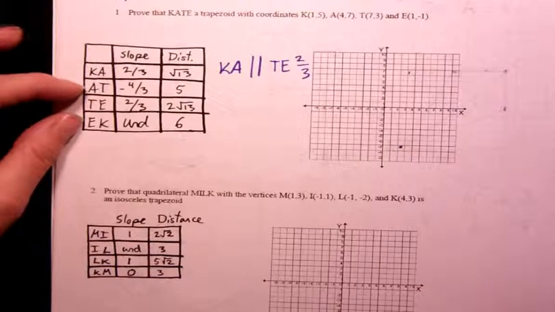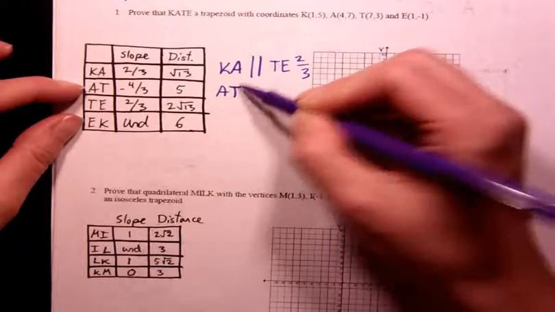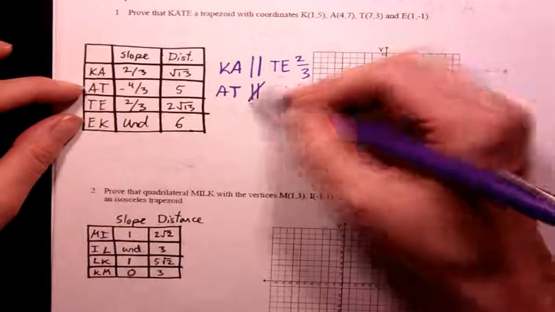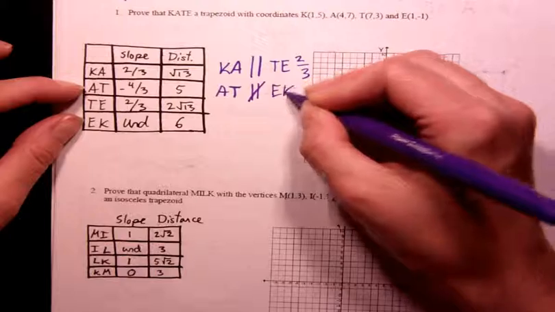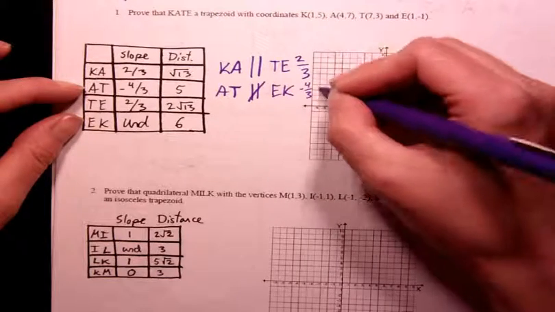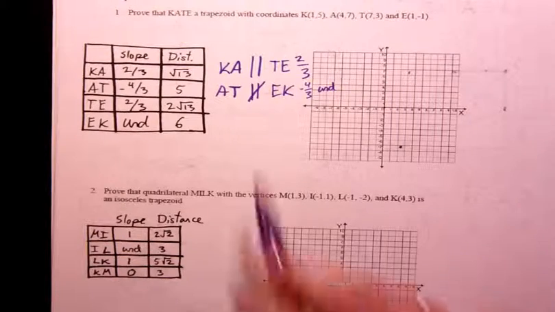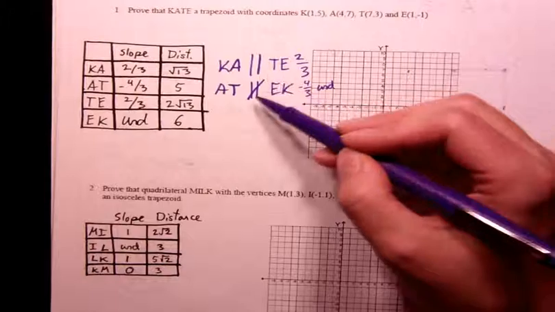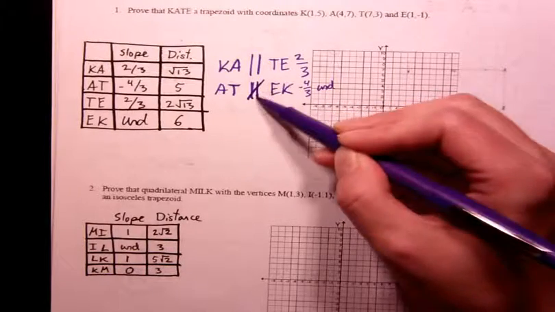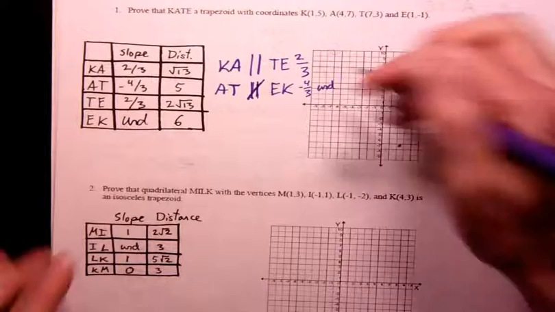Now I'm going to take the other two sides and say, hey, they are not parallel. So for not parallel, I just do the parallel symbol and cross it out. And that was my -4/3 and undefined. So anytime you're identifying figures, if you have one parallel and one not parallel, it will be a trapezoid. What's the N for? It's undefined.